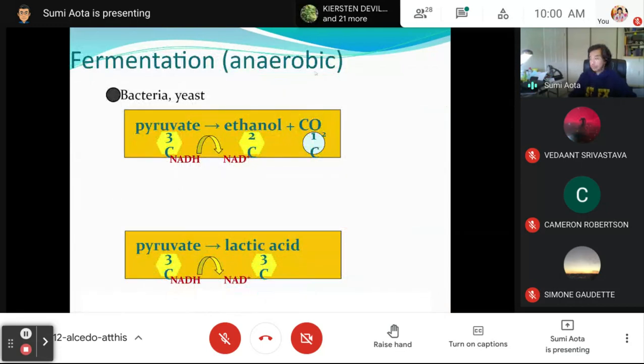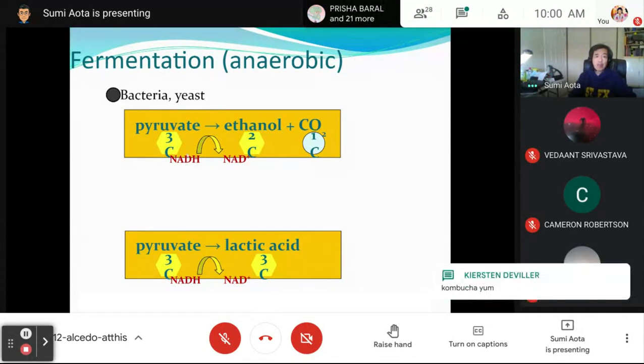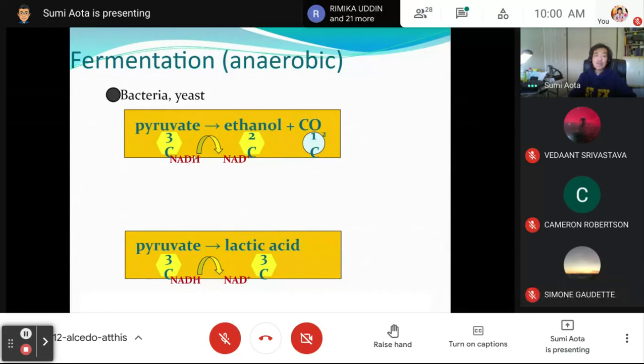So fermentation, which is anaerobic metabolism, is respiration without oxygen. If you are bacteria or yeast, you're going to take pyruvate, and the pyruvate is going to take the hydrogens from the NADH, regenerating NAD+. The pyruvate is going to convert to ethanol plus a carbon dioxide, and the NAD+ will go back to glycolysis. So beer, wine, bread, things like that.